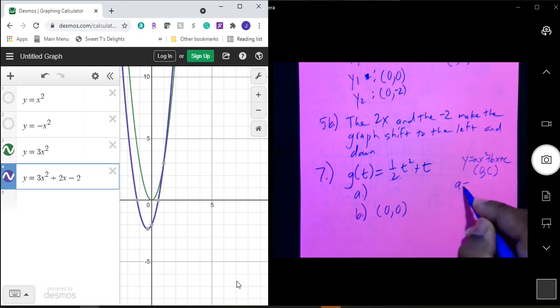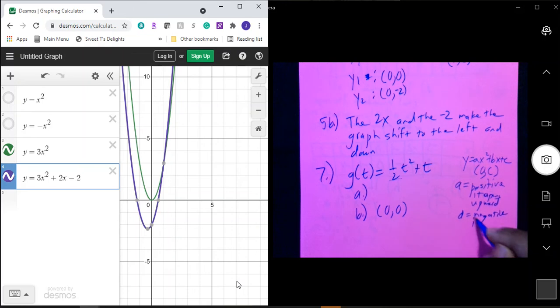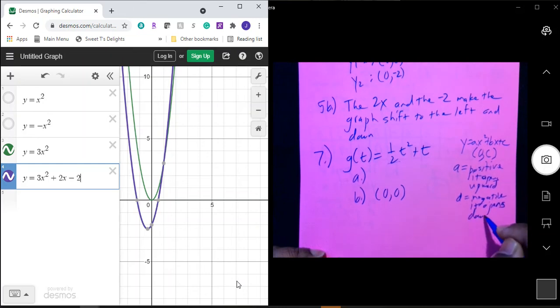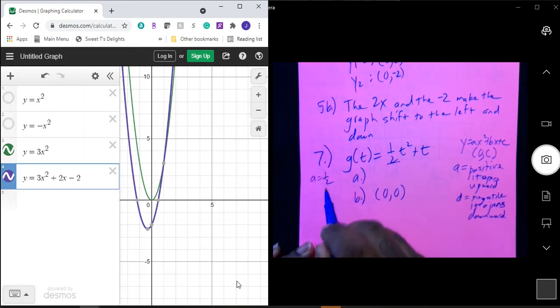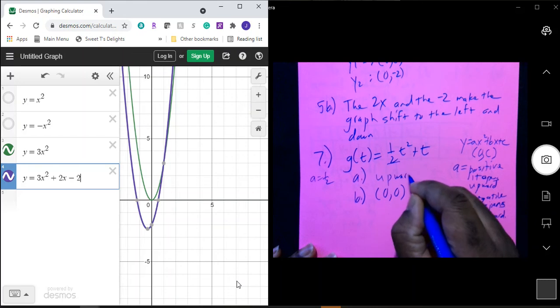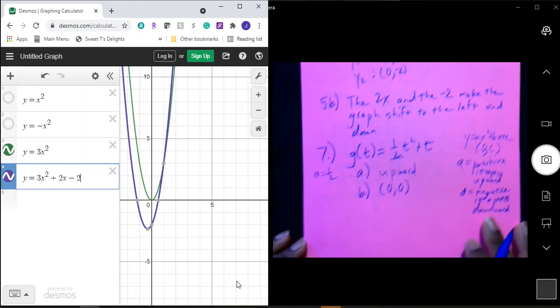So basically, if A is positive, it opens upward. If A is negative, it opens downward. So again, if A is positive, it opens upward. If A is negative, it opens downward. Okay, so here A is 1/2, and it's a positive 1/2. So that means that it opens upward. So that took care of 7A and B.